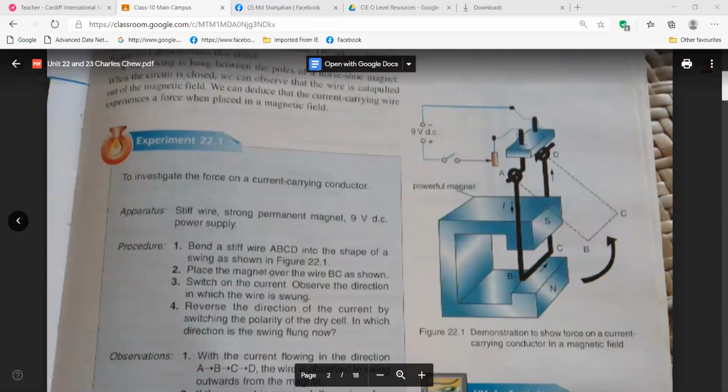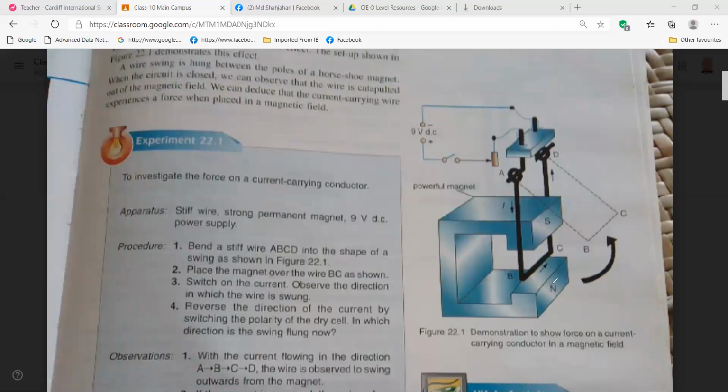For this diagram, the direction of magnetic field is upwards, because we know magnetic field lines are going from north to south pole, right? That's why our magnetic field direction is here upwards. And the direction of current is towards the page, or from your screen, you can say towards the screen.